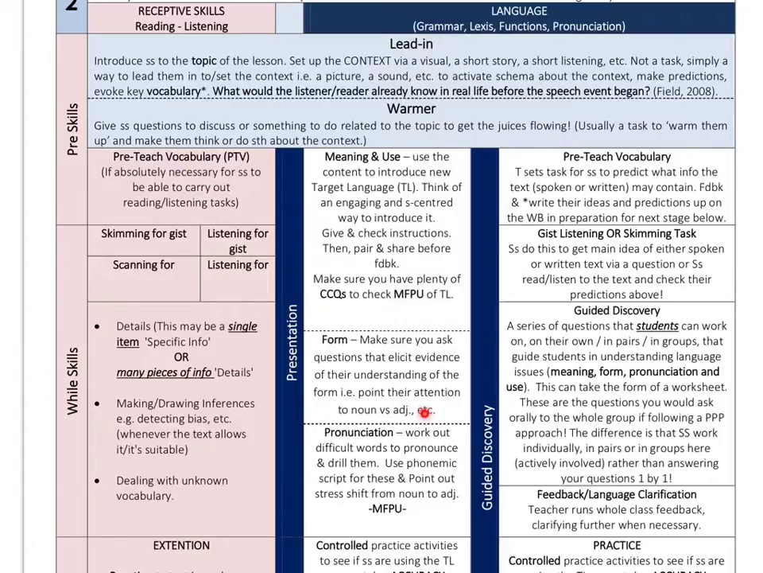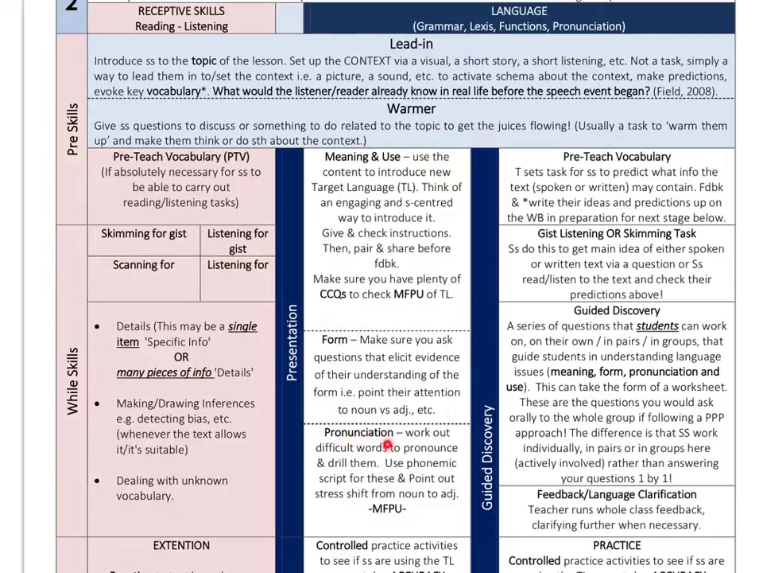Just asking, do you understand, doesn't mean anything and doesn't help. And just asking, is it a verb? Yes or no? Just because they say yes or no is not an indication of understanding. So be very careful about that. Once we've covered meaning and form, then we want to very briefly work on pronunciation.